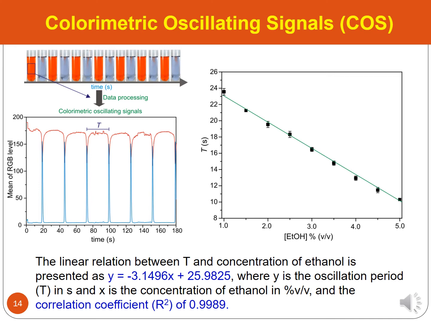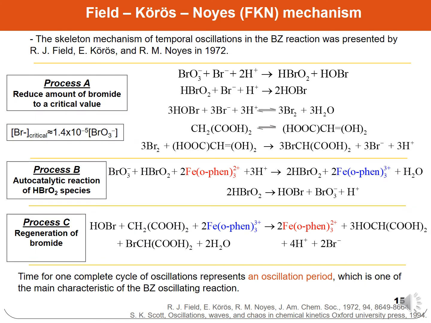To describe why the wave velocity and oscillation period decrease with increasing ethanol concentration, we need to understand the mechanism of the oscillation first.